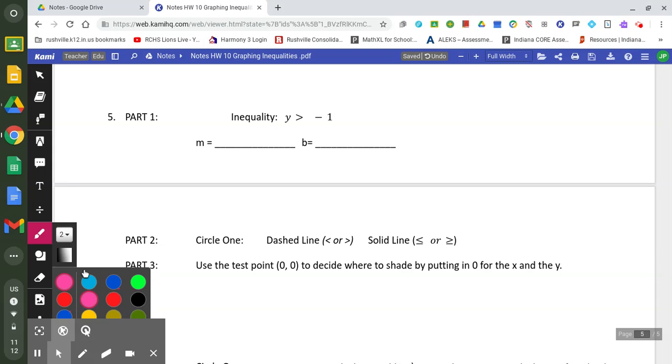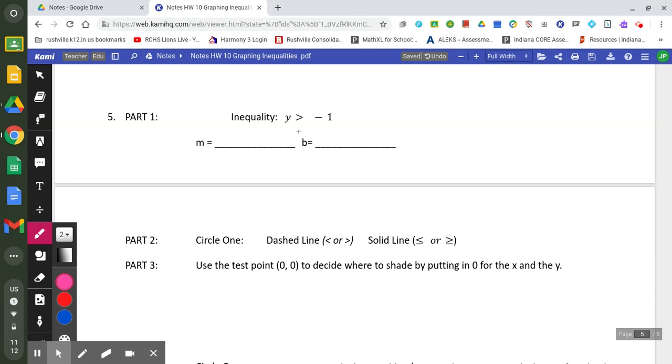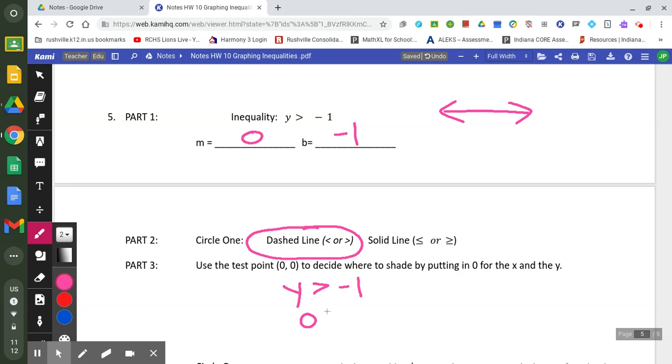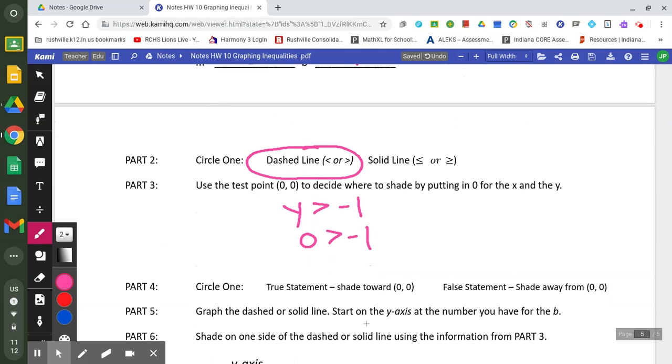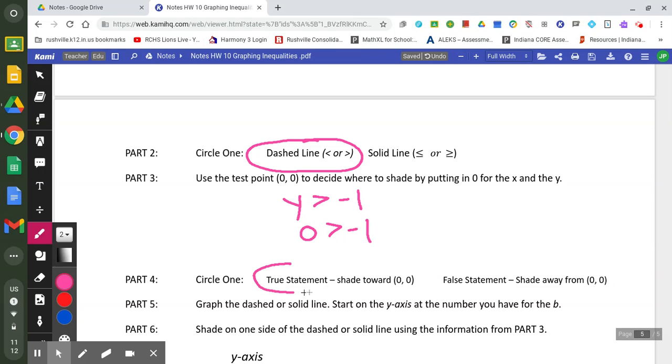Okay, number 5. This time we don't have an x. But if we remember, we have just a y with no x. That's going to be a horizontal line. And the slope of all horizontal lines is 0. And the y-intercept is whatever this number is. So the y-intercept is -1. Because this is a greater than, it's going to be a dashed line. We can still do the test point for the shading. So y is greater than -1. I'm going to put a 0. 0 is greater than -1. That's a true statement because 0 is greater than all negative numbers.